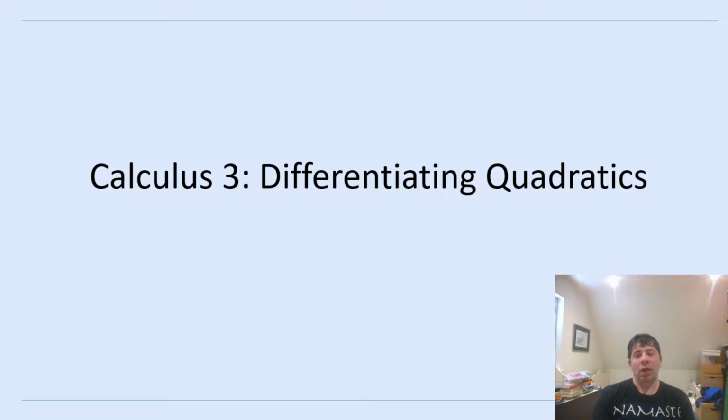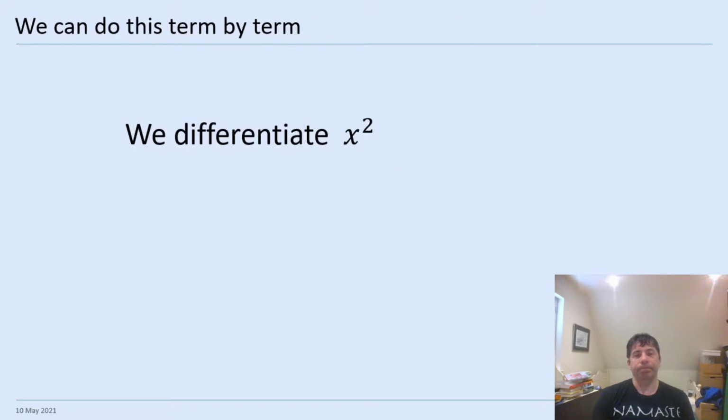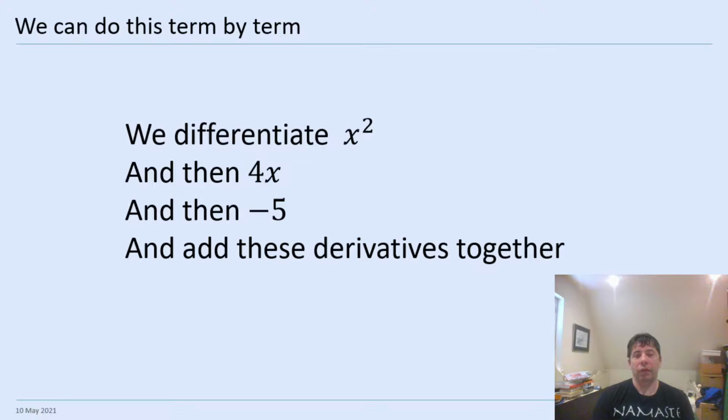I'm Simon. Today we are going to look at differentiating quadratics. So here is a quadratic, y equals x squared plus 4x minus 5. We can do this term by term, so we can differentiate x squared, then 4x, then minus 5, and then we can add these three derivatives together.